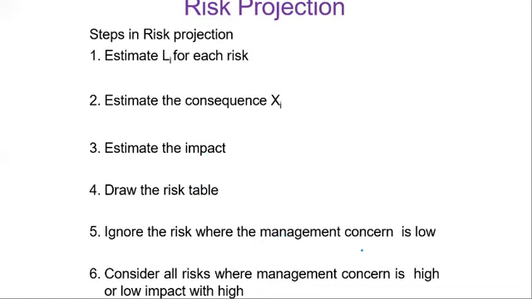Then ignore the risks where the management concern is low. That means risks having high or low impact with low probability of occurrence. You're going to ignore those risks. Then consider all risks where management concern is high, or low impact with high probability. This means high impact with high or moderate probability of occurrence of that risk. You're going to consider all risks where management concern is high, that is, where assets might have high value.